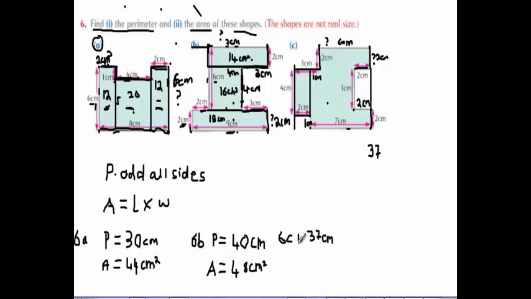So P equals 37 centimeters. Now we need to find our area. So area equals what? So again we got to divide this up into shapes because it's a very large irregular shape. And if I can draw some lines throughout this shape, make it much easier. So I like rectangles and I like squares especially. So I'm going to draw a line from here to here. That's going to give me a rectangle up here.